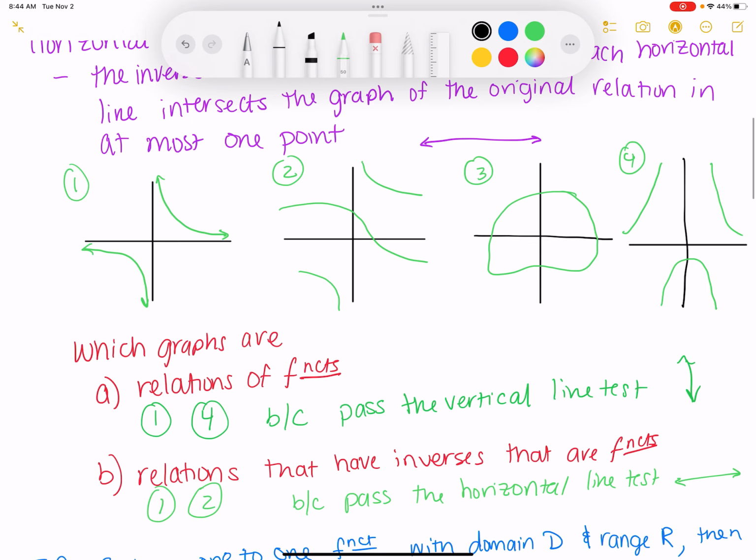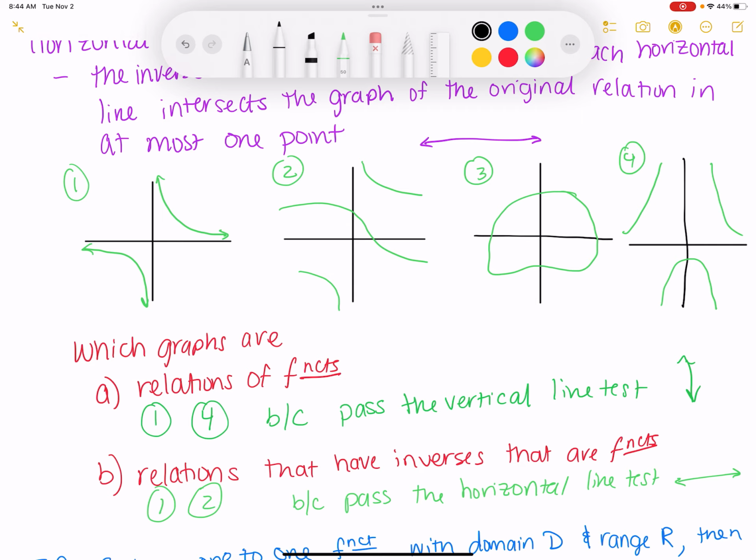So, looking back here, relations of functions. Here, 1 passes the vertical line test, so it's a function. 2 does not pass the vertical line test, so it's not a function. 3 does not pass the vertical line test, so it's not a function. 4 does pass the vertical line test. I realize my graph is kind of close here, but it is a function.